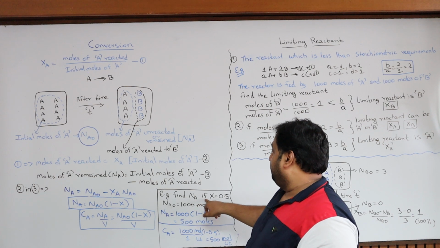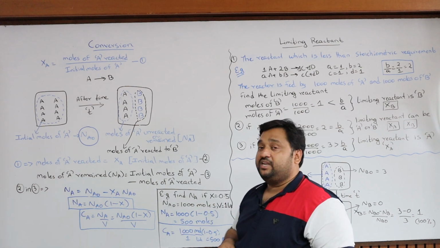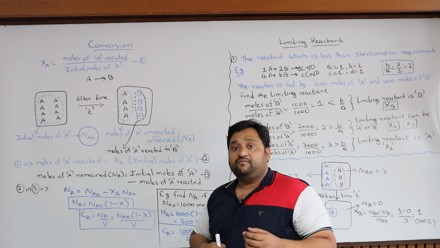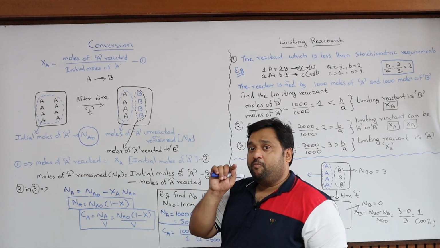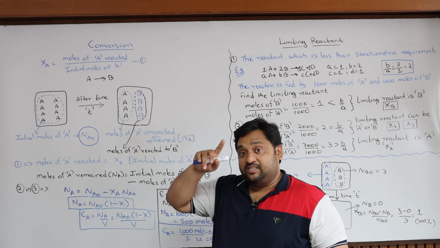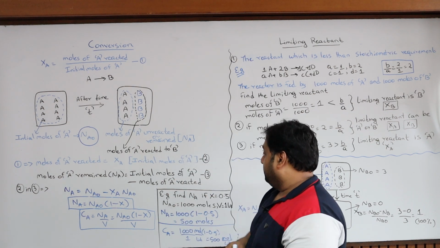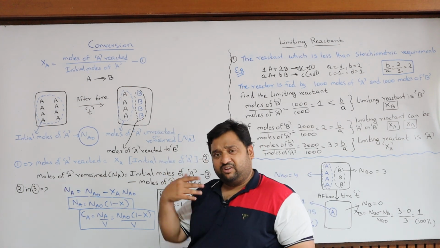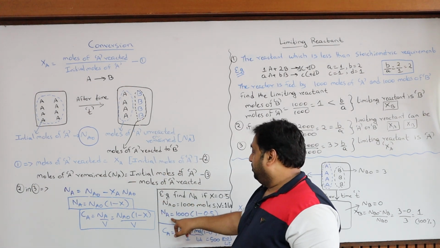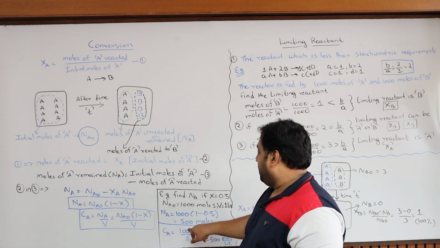Find Na if X is equal to 0.5. That means it is given that the percentage reaction is 50%, that means conversion is 50%. Tell me how many moles of A remained unreacted. Given initial moles is 1000 moles, and the volume of the reactor is, you can say, 1 liter. Na equals 1000 times (1 minus 0.5), that is 500 moles.